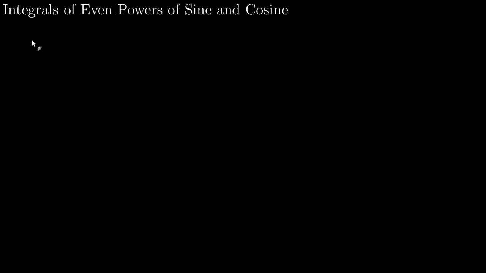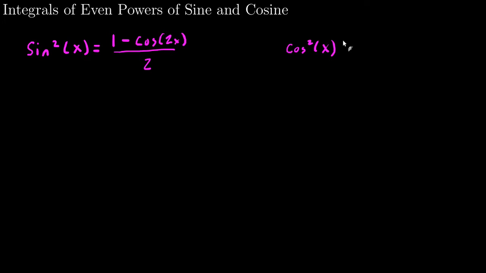So if we end up having a sine squared of some variable, that's going to equal 1 minus cosine of 2x over 2. If I end up having a cosine squared, then I'm going to rewrite that as 1 plus cosine of 2x all over 2. And I'll derive these formulas in a second.